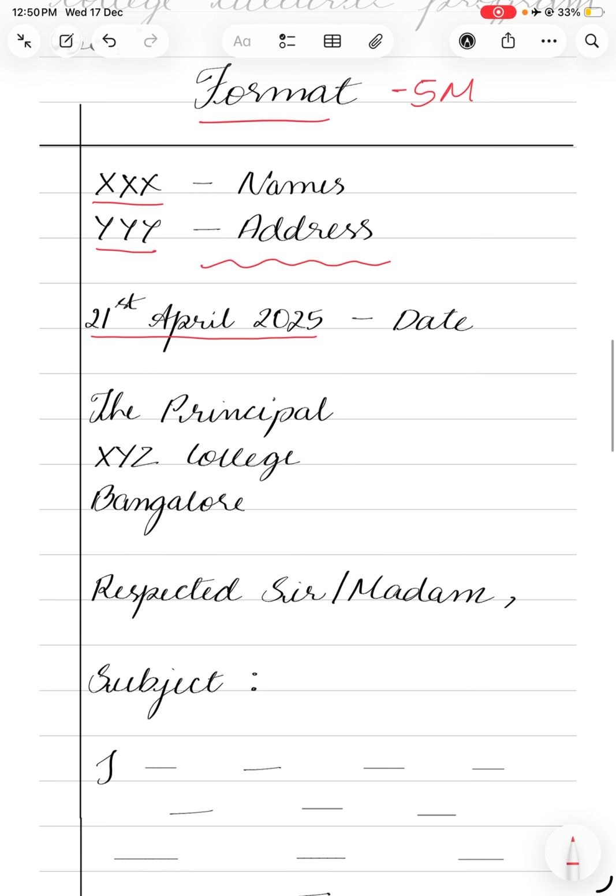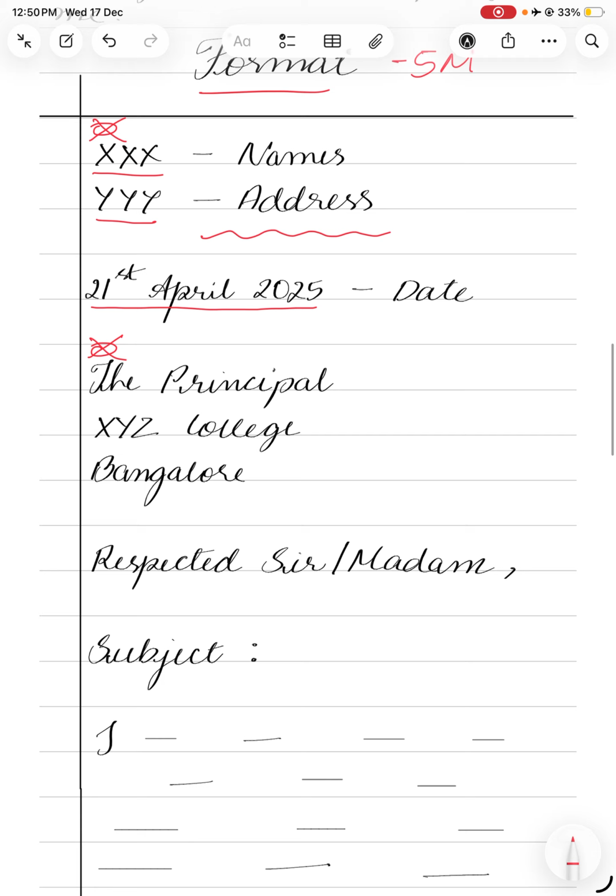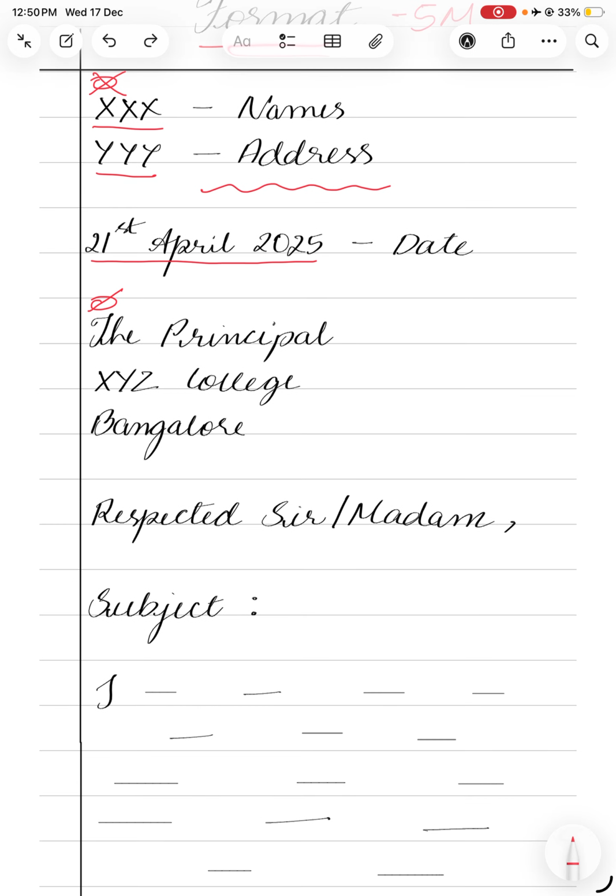So mind you, nowhere have I written from or to here. We will not be writing that when you are writing a letter in PUC English. So what you do is you will directly write the to name and address, and the from name and address. You will not write the words to and from anywhere. So now what you have done is you have written the principal to whom you are writing.